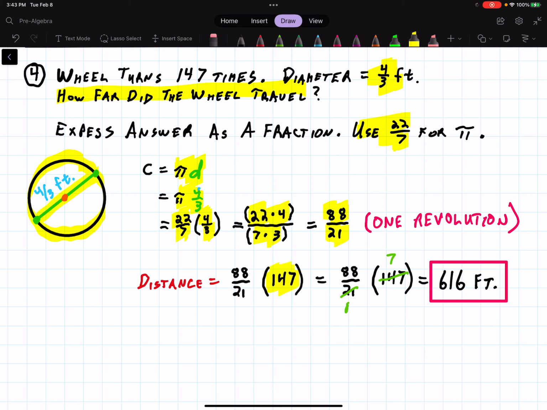And then I'm going to have 147 revolutions, excuse me. So now when I multiply times 147, I can see that I can cross cancel. 21 goes into 147 7 times, so that cross cancels to a 1 and a 7. I multiply 88 times 7, and that wheel, when it travels 147 times, ends up going 616 feet.